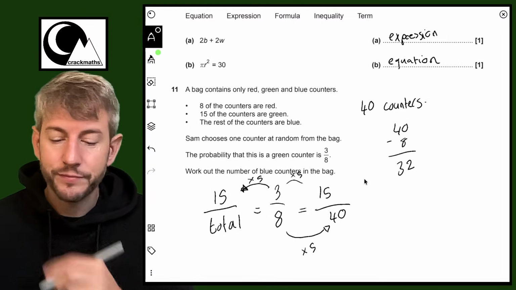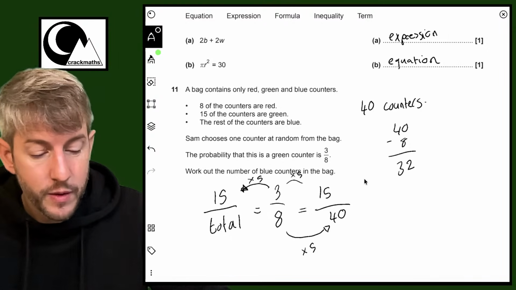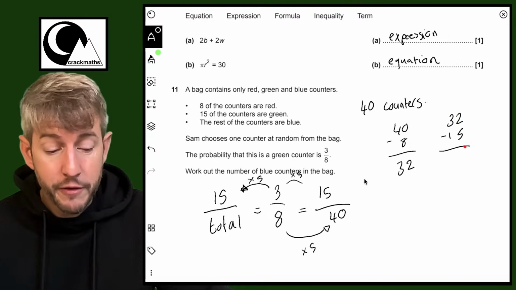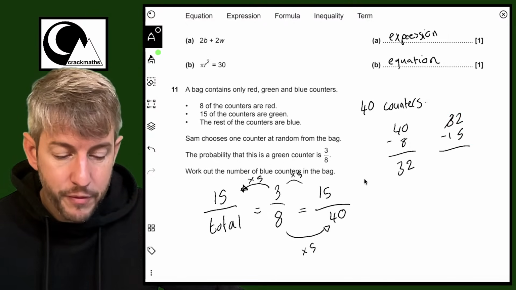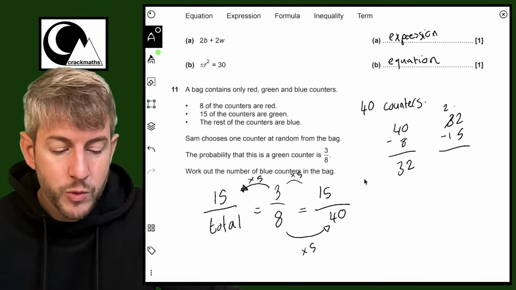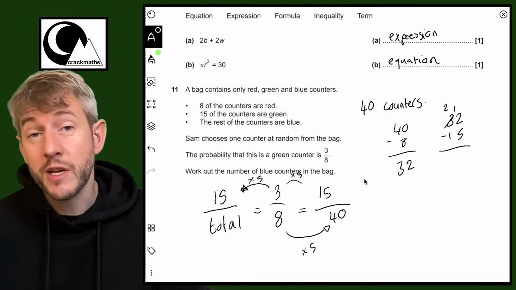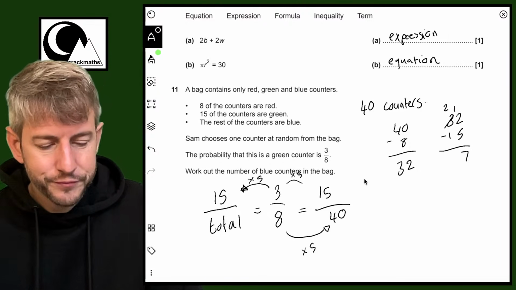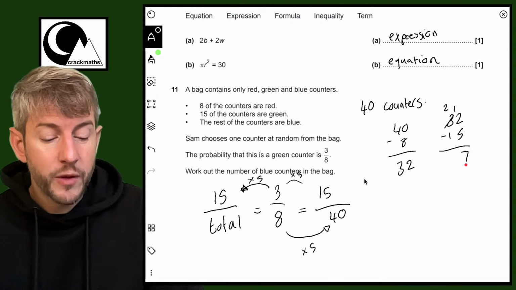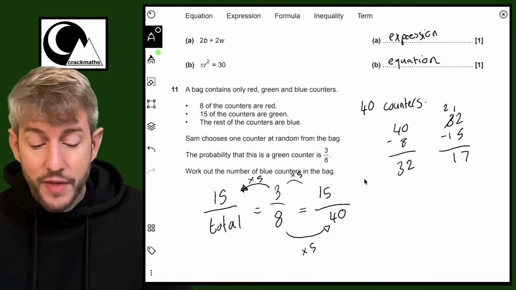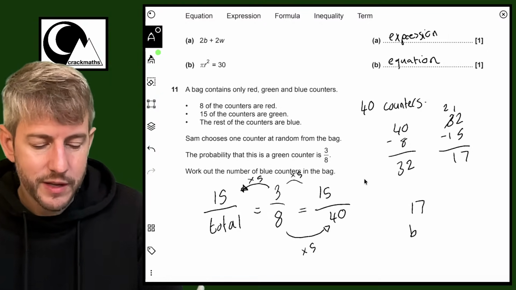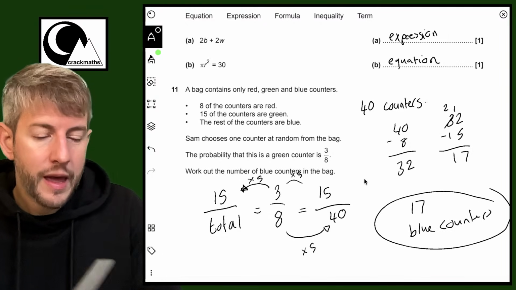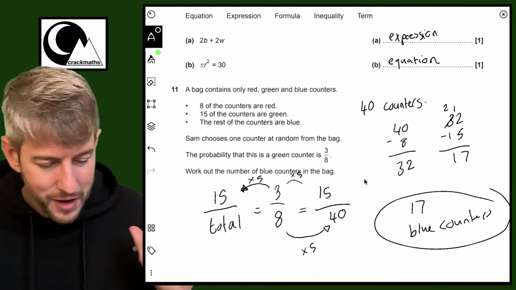So 8 are red, and then 15 are green. So if I take away the 15 green, 32 take away 15. 2 take away 5 doesn't work, so I need to borrow from the 3. So we're now looking at the 32 as 20 and 12, which does add up to 32. So 12 take away 5 is 7, and 2 take away 1 is 1. So there should be 17 blue counters. And that should be the answer to 11, hopefully.